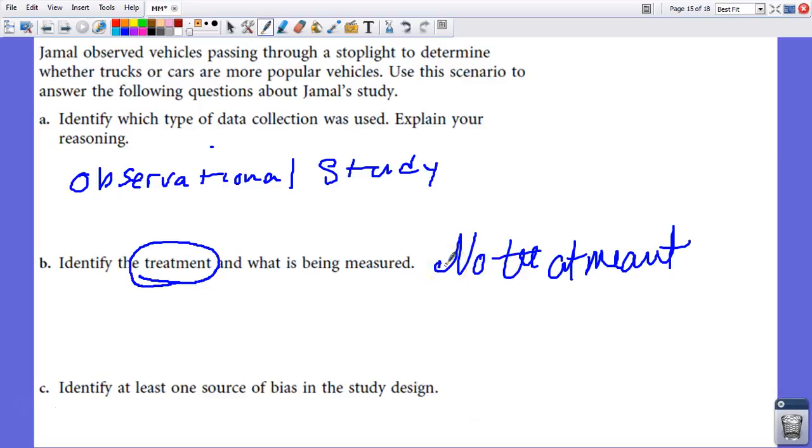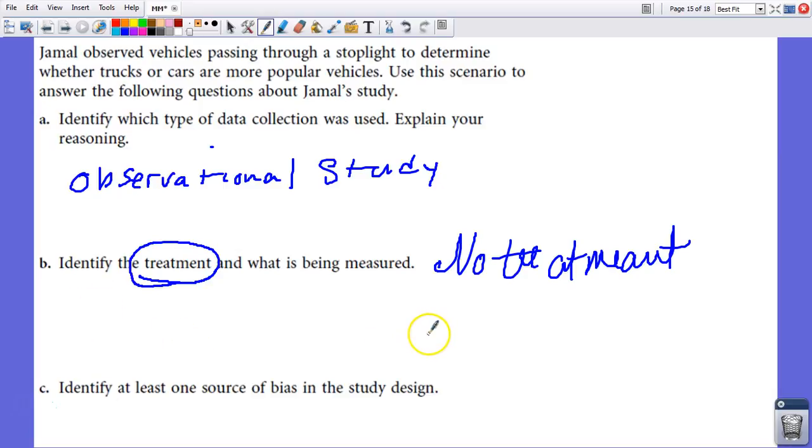On the test, I think they do talk about treatments, and what a treatment would have been that we could have used for this if it was an experiment. We could have made the vehicles go a certain way, something that they wouldn't already have done, like you have to do this or you have to do this. You are giving the people in the experiment something to do that they might not otherwise have done, and that's how you know it's an experiment.